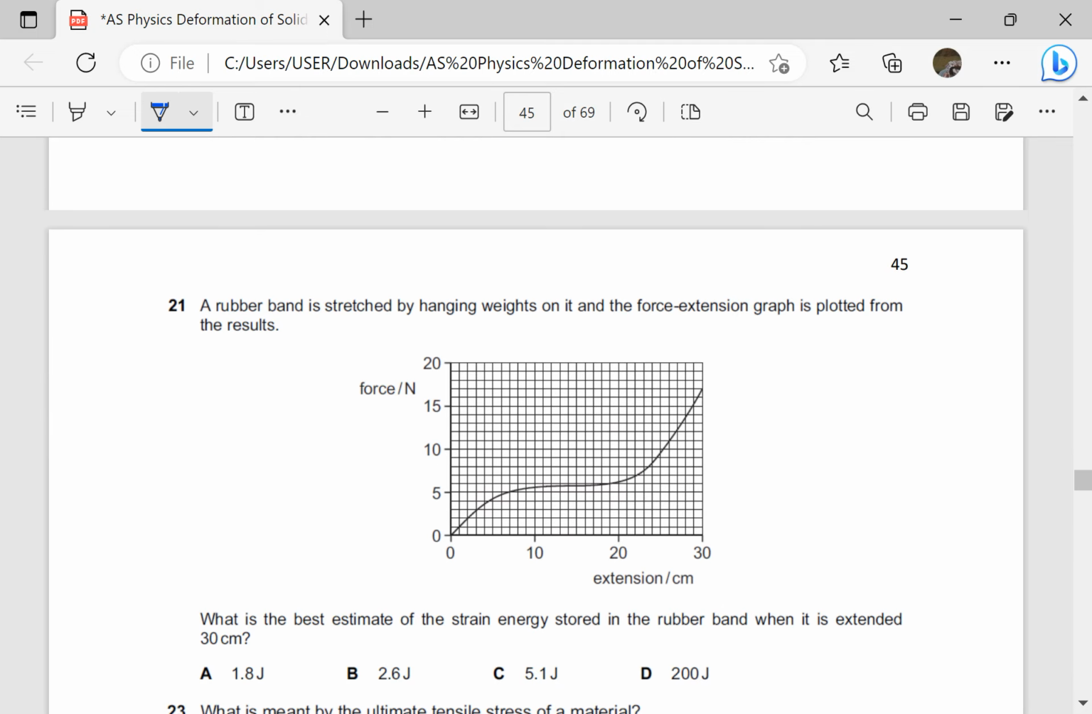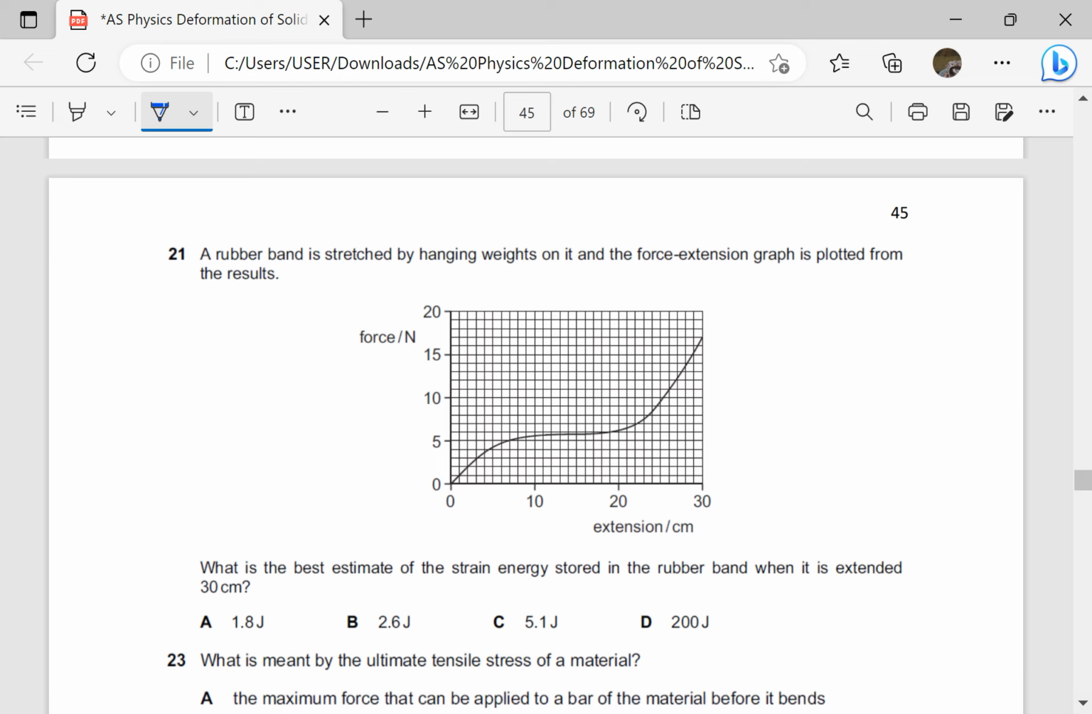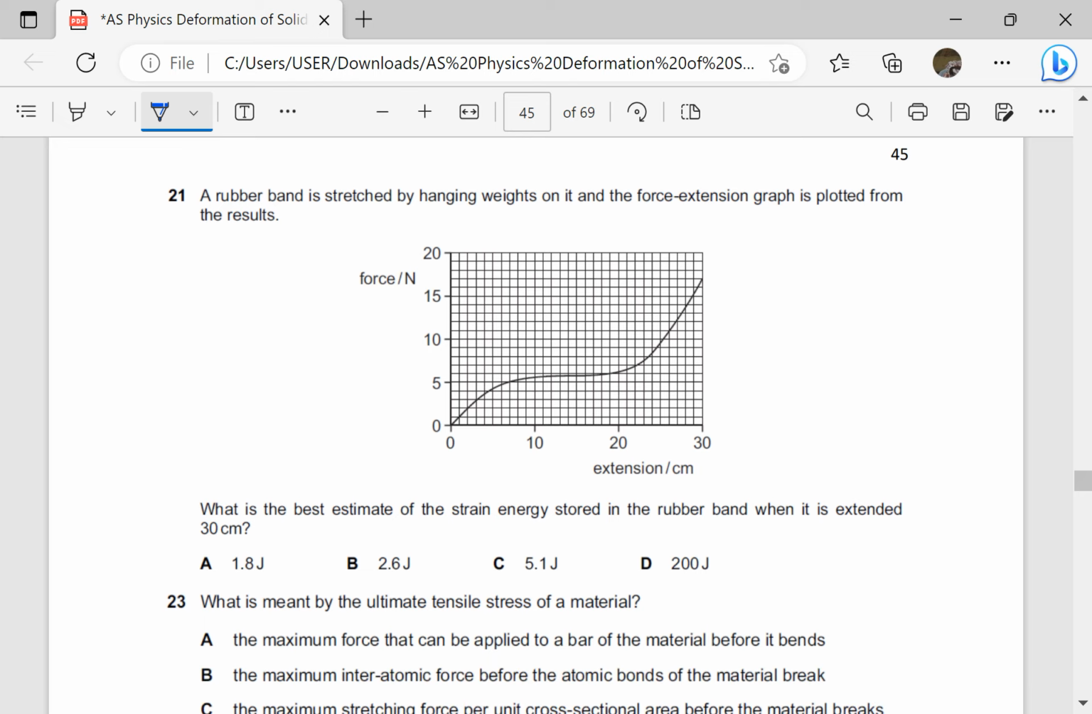A rubber band is stretched by hanging weights on it, and the force extension graph is plotted from the results. What is the best estimate of the strain energy stored in the rubber band when it is extended? So first of all, I will draw a straight line. I'll just come up with some shapes. For example, I can take the area up to this point here.